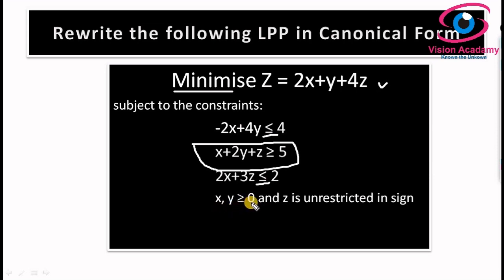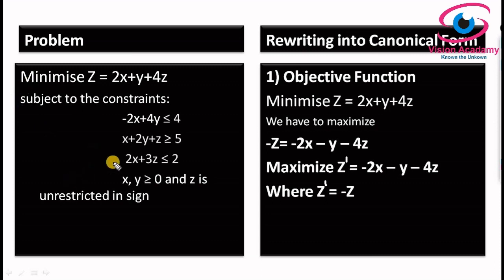For x and y, they have imposed restriction, and z is unrestricted in sign. So we have to give three treatments. One is the objective function, which must be converted into maximization type. In the second, the subject to constraint, we have to convert it into lesser than or equal to, and in the non-negativity for z we have to restrict. If you give these three treatments, it will become the canonical form of linear programming.